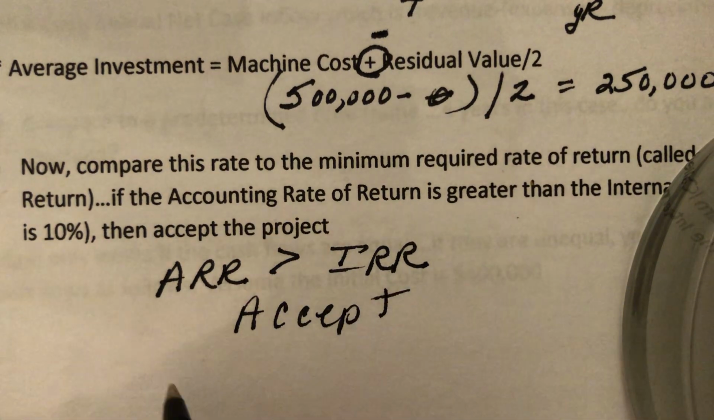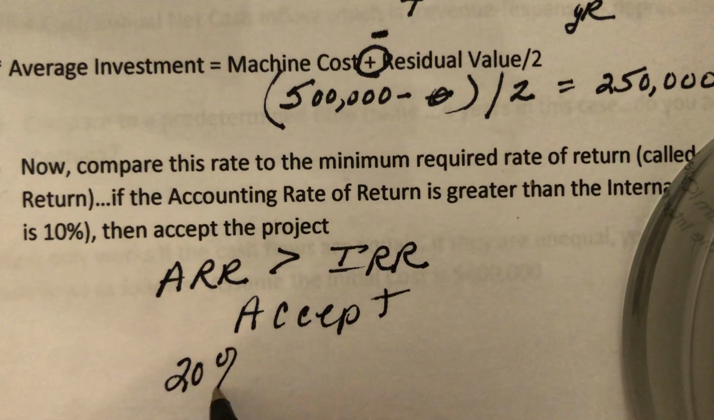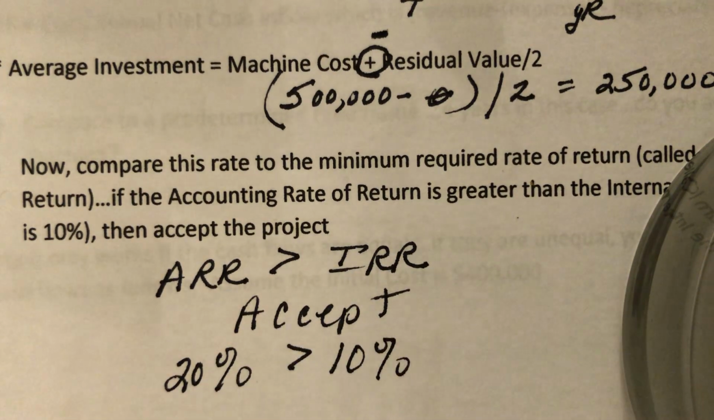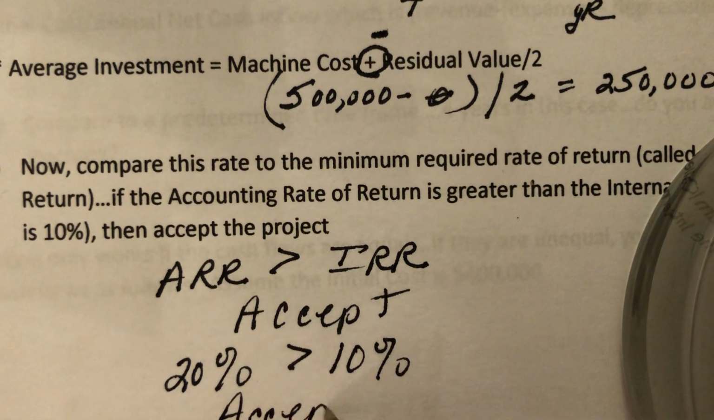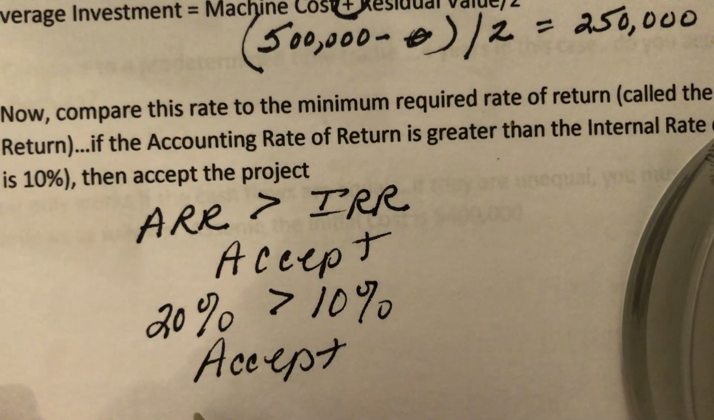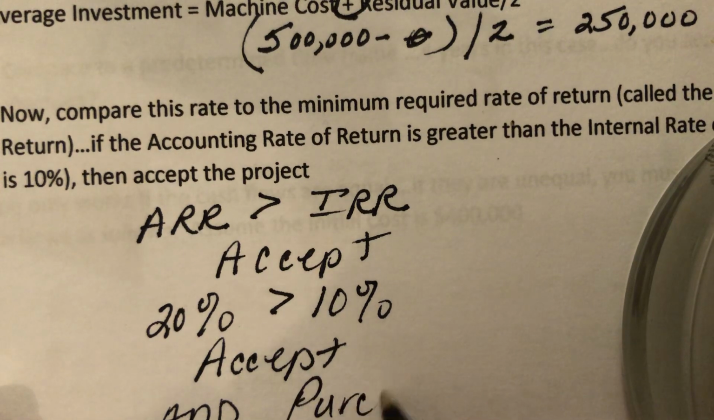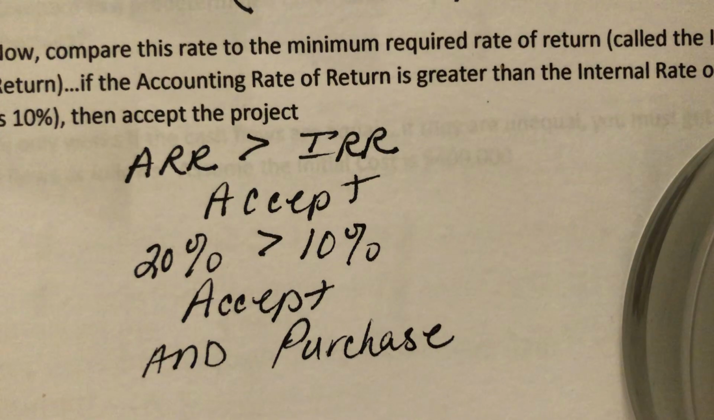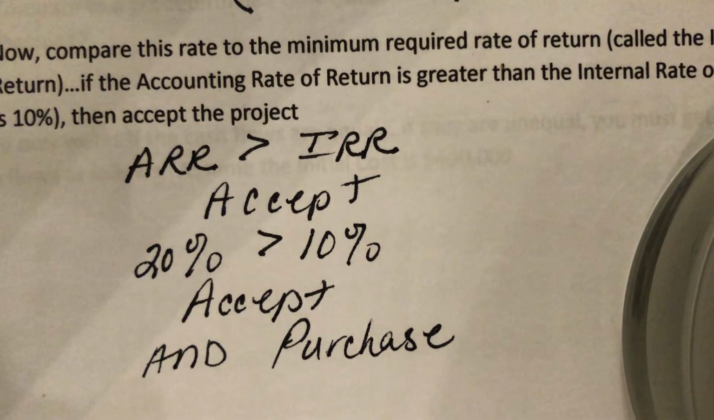So the accounting rate of return is 20%. That's greater than the 10% that they expect to get off any investment. So we do want to accept and purchase this machine, this piece of equipment. Okay. All right, now that one's real simple. Let's go back to the PowerPoints.